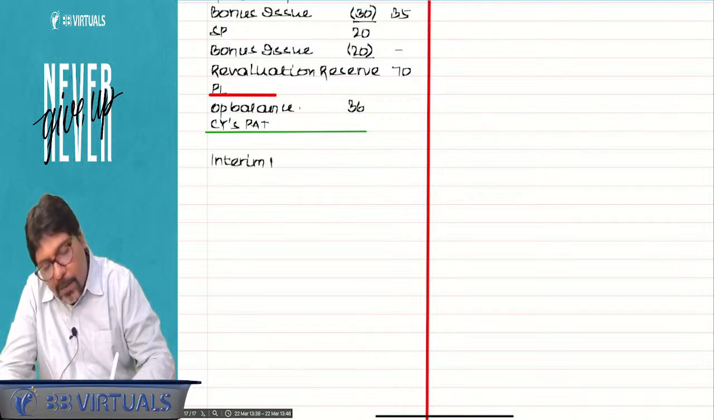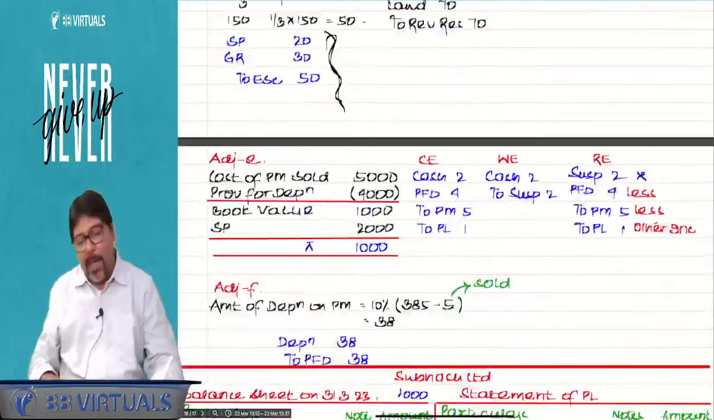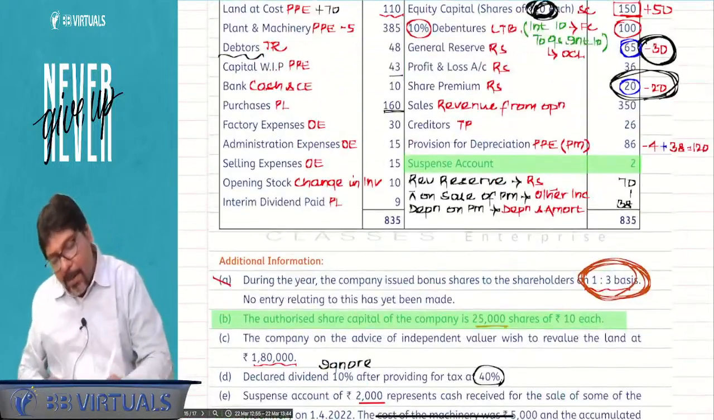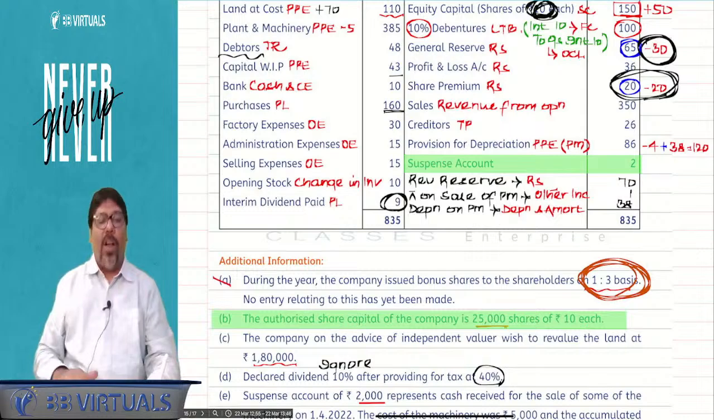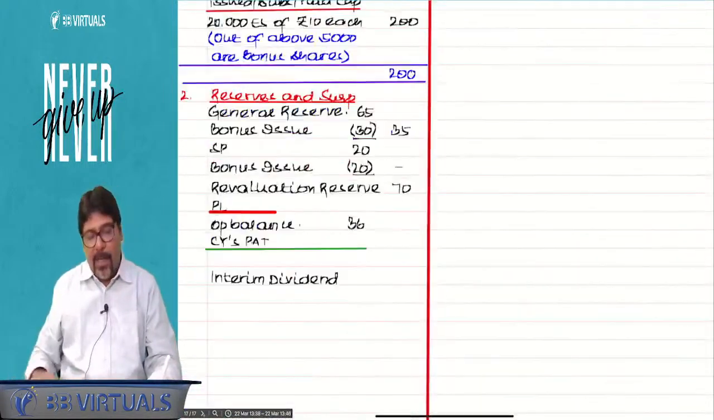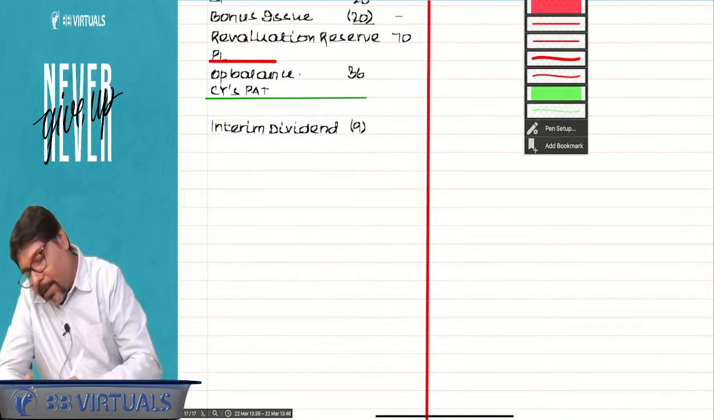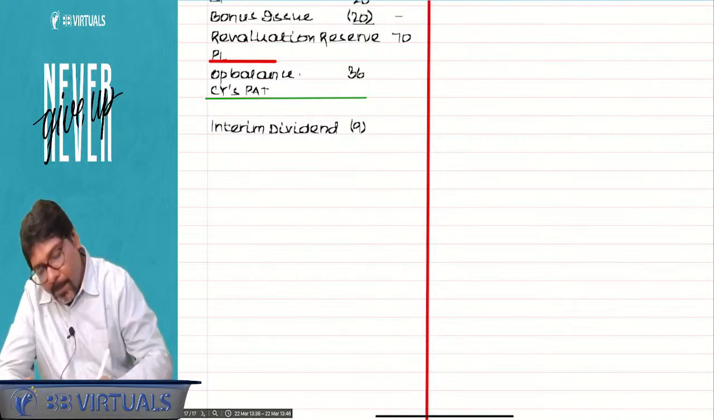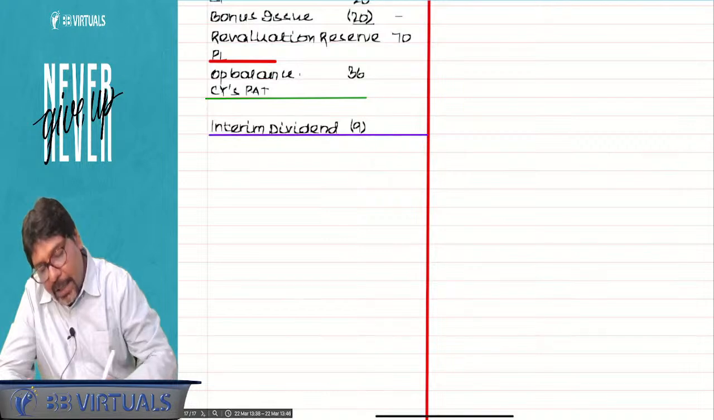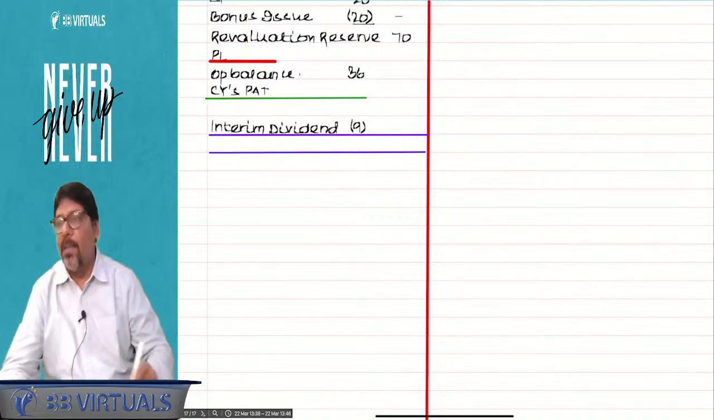Interim dividend. Sir, where is interim dividend? Arre Gyani, interim dividend, we had seen it in trial balance only. Interim dividend, 9 rupees. Yes or no? Yes, sir. So interim dividend, 9 rupees, chartered will pay. Then whatever is the balance that will come outside, and then we'll add, and then we'll get total reserves and surplus.